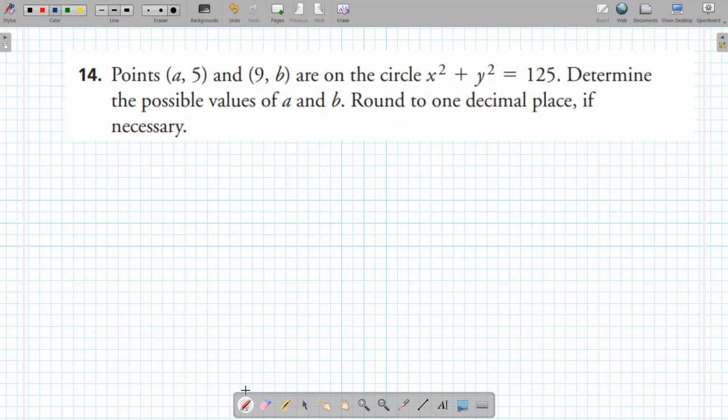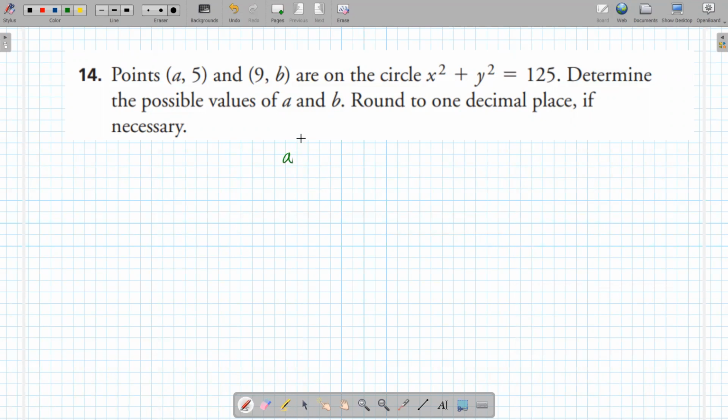Points (a, 5) and (9, b) are on the circle. Determine the possible values of a and b. Any ideas on how to approach this? Now remember, you just plug it in, right? If it's on the circle, if you plug in the points, it should work out, right? We're not checking here. We know for a fact they're on a circle. So I'm just going to plug (a, 5) in there.